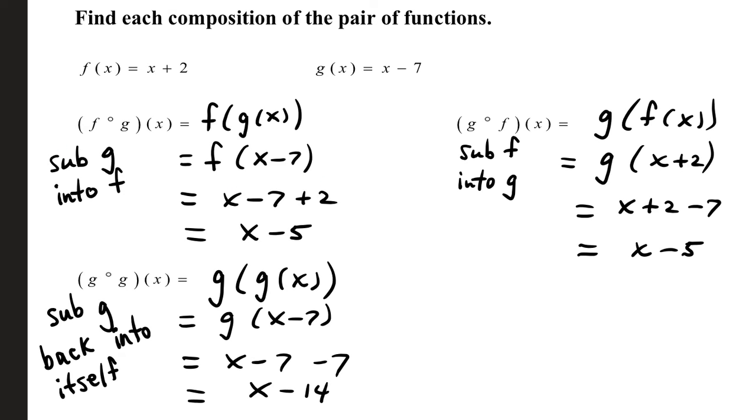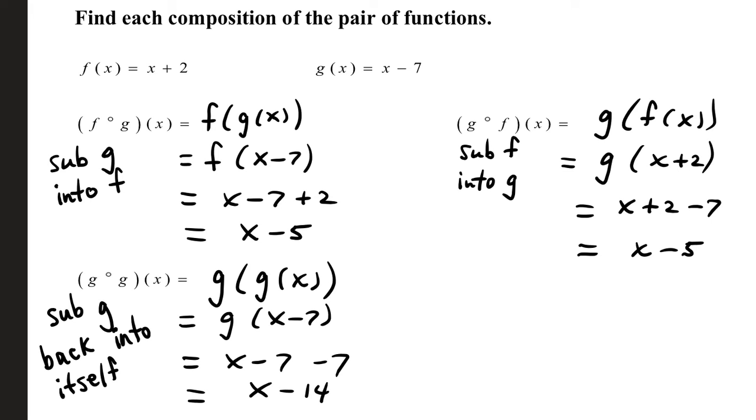You sub g into f when you see this notation. It's actually backwards from the order it's written in, so be careful. On this next composition, g composed of f of x, we're going to take function f, which is x plus 2, sub it into g, that's x plus 2 minus 7. That also gives us x minus 5.